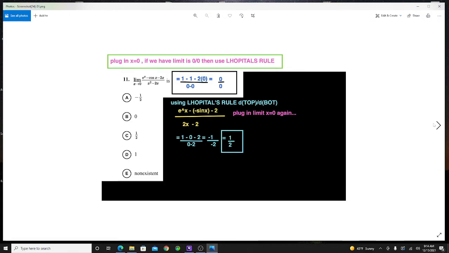So if both rates are approaching 0 or infinity, we can take the derivative and compare that ratio as well. So then we had e to the x minus sine x minus 2 over 2x minus 2. Now the 2x, which was a polynomial term, becomes a 2, which was what was needed, usually just one iteration when you have linear terms like that. So then we have 1 minus 0 minus 2 is -1 over 0 minus 2, and we get that the limit is a half. The correct answer was C. So that's one iteration of L'Hopital's rule.